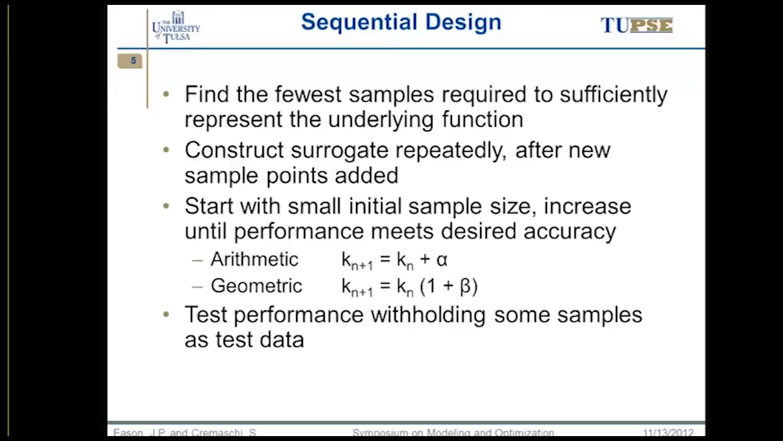We can increment arithmetically or geometrically, depending on the choice. Geometric is usually best because as you increase the sample, the relative impact of each sample point is lower. But if the underlying function is very expensive, arithmetic sampling becomes advantageous just to really minimize the number of function evaluations. And then at each iteration, we test the performance by withholding some samples as test data to see how the surrogate is performing.